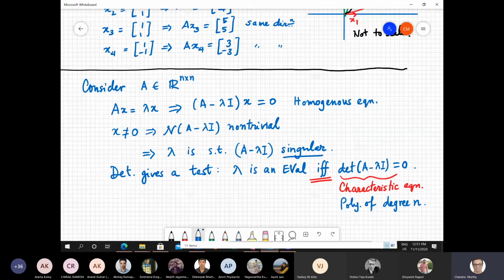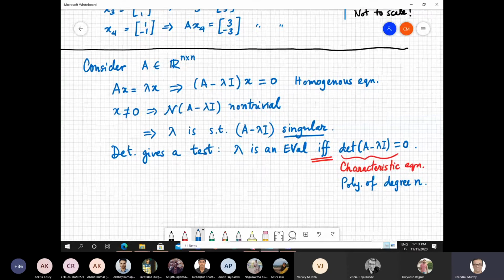They always occur in pairs. I'm repeating my point. So this is how we find the eigenvalues. We have to set up the characteristic equation and find the solutions or roots of the characteristic equation, and that gives us all the eigenvalues of the matrix.